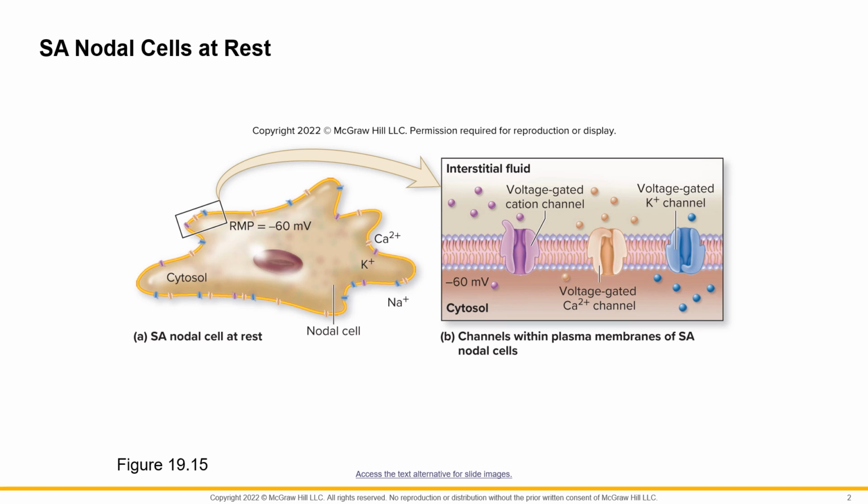Now here we are looking at an illustration of the SA node. The SA node stands for the sinoatrial node, and it is located on the superior end of that right atrium. So what you're looking at here, this amoeboid cell, is referred to as a nodal cell.